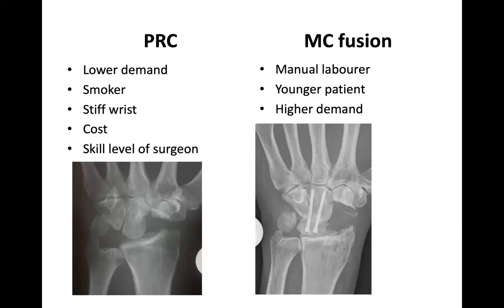For the midcarpal fusion, we tend to do it in the younger patients who are going to live longer, less development of OA, and slightly better grip strength. So we do it for the manual laborers and the higher demand patients.